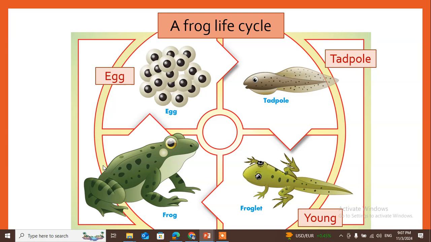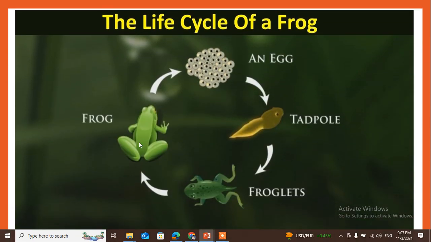This is an adult frog and it can reproduce. Again, egg, tadpole, young frog, and it will grow into an adult frog. This is the life cycle of a frog: eggs, tadpole, young frog, and adult frog.